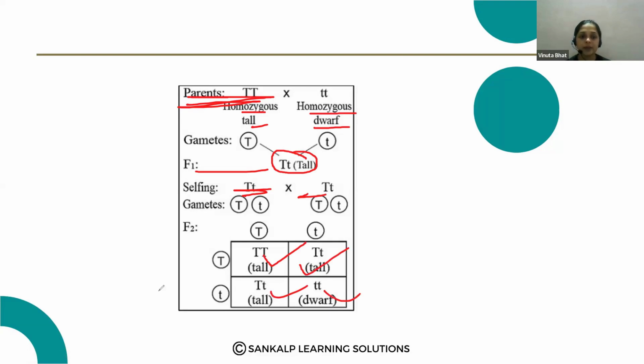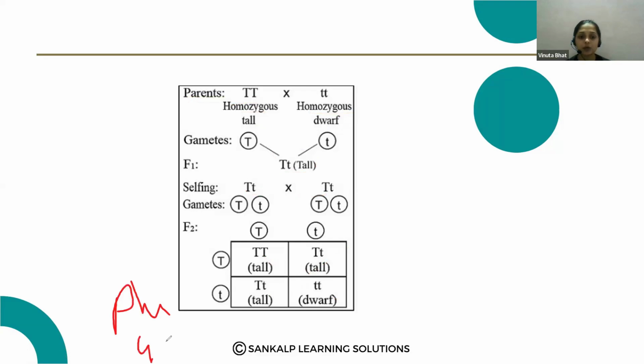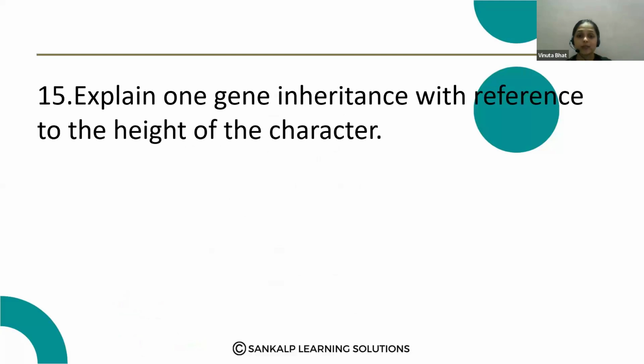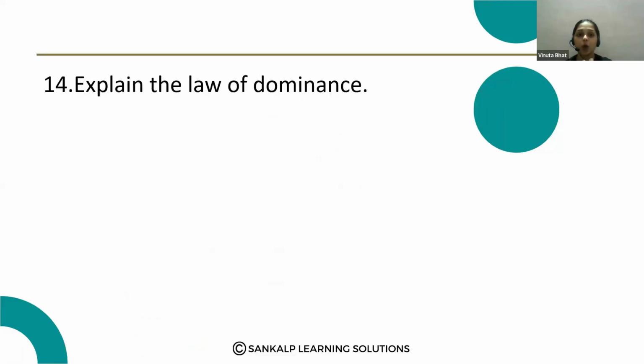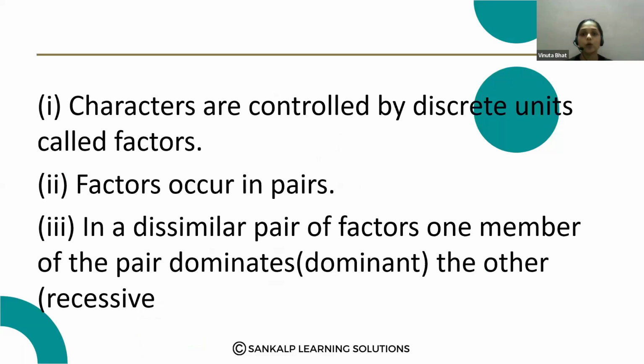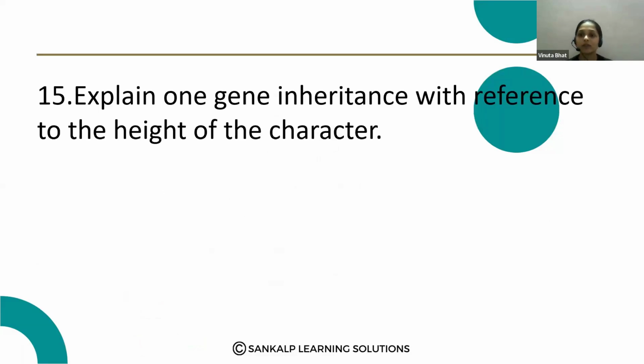So you should write the phenotypic and genotypic ratio. Okay. So here, why I have taken this question, because you can explain the one gene inheritance and the law of dominance, both using the monohybrid cross. If you explain the monohybrid cross, you explain the law of dominance.